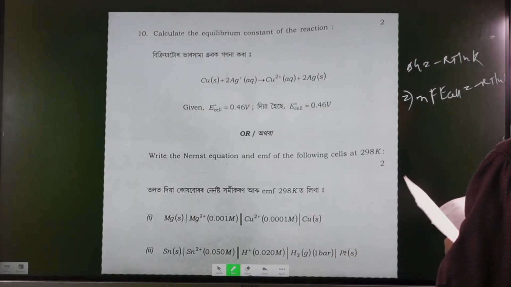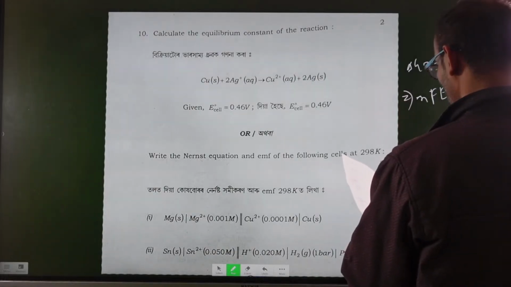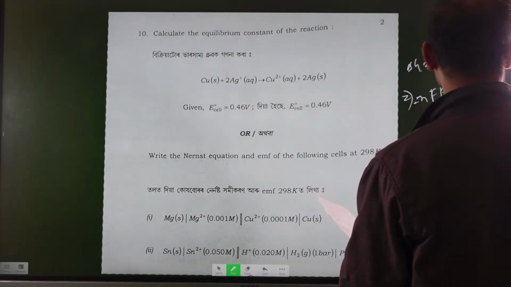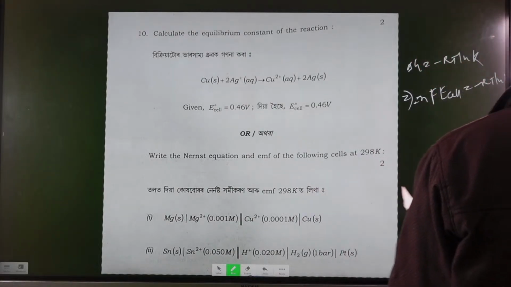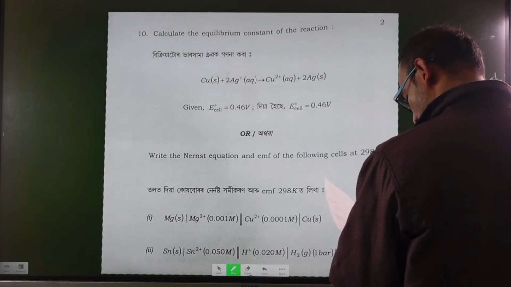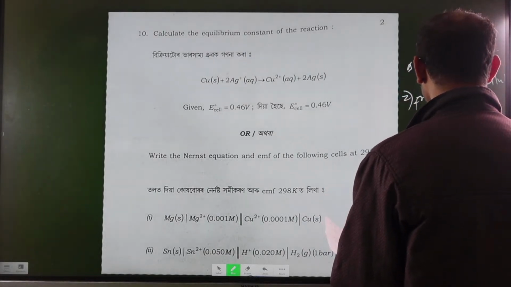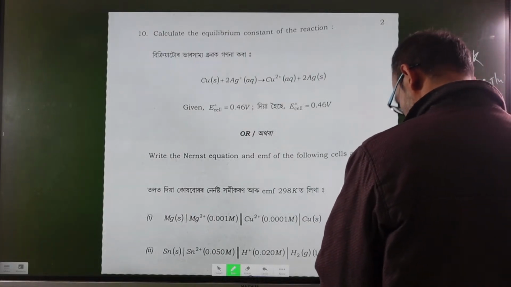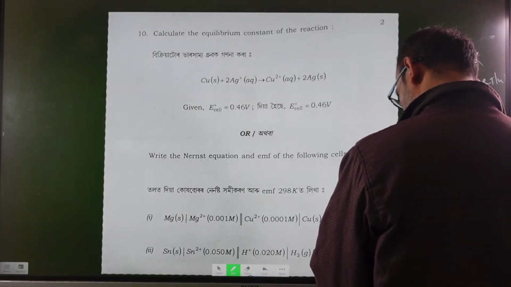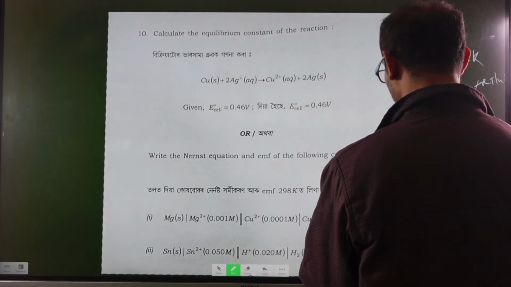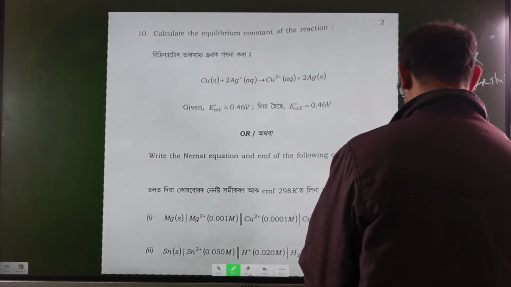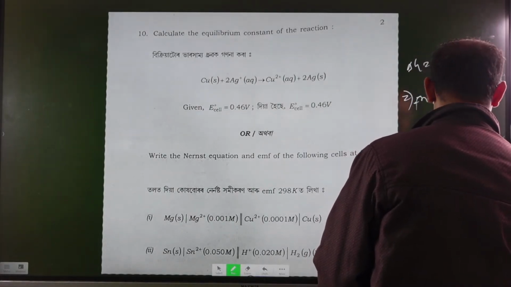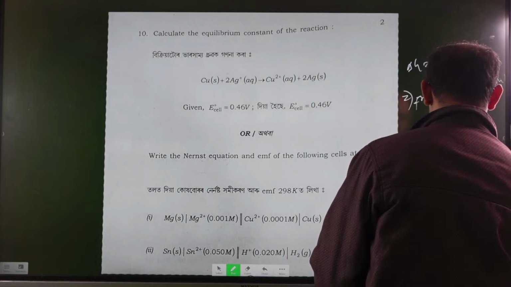You just put here del G equal to minus nF E naught cell and minus RT natural log of K. So minus will be cancelled, and you will see the value of n is equal to 2. Put in all these terms and you will get the K value, because E naught cell is already given. E naught cell is how much? It is given as 0.46. K you have to calculate.